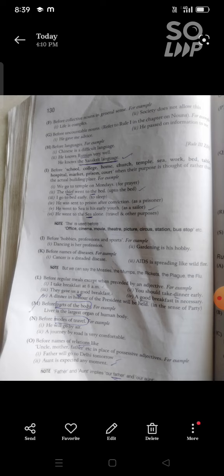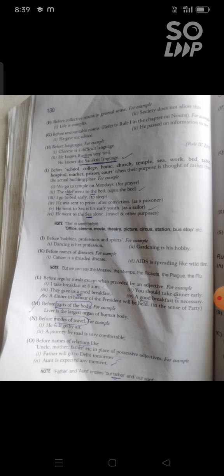So there is a main condition here: before regular meals we don't use any articles, but when preceded by an adjective, we definitely use the articles a and the. According to the situation, we use them. That is a main important condition here.